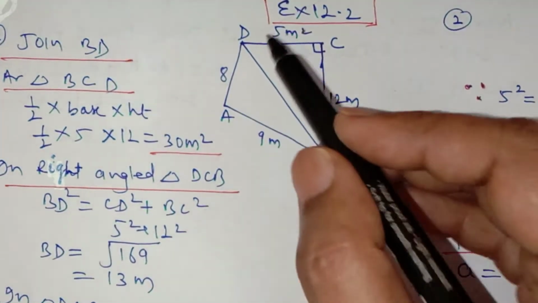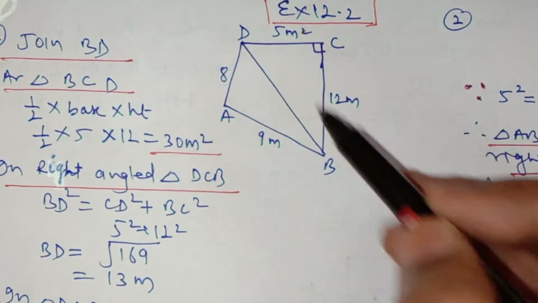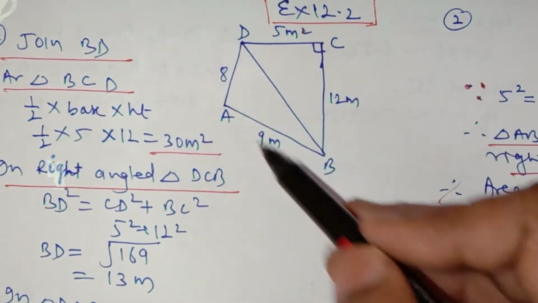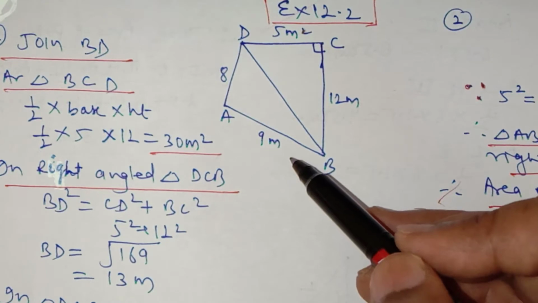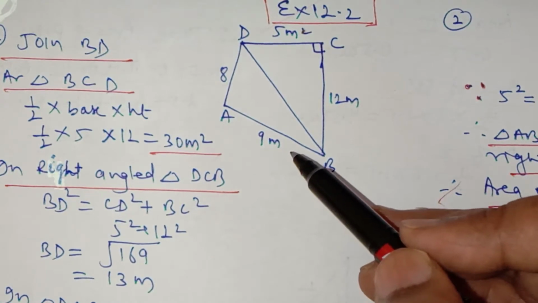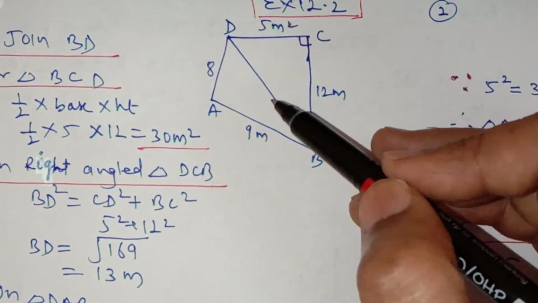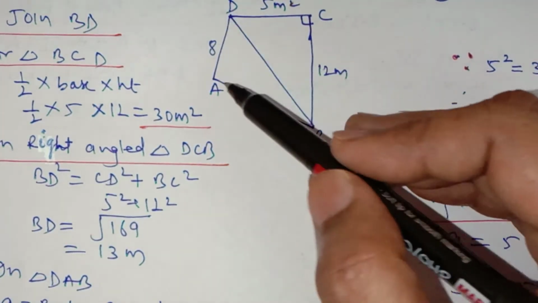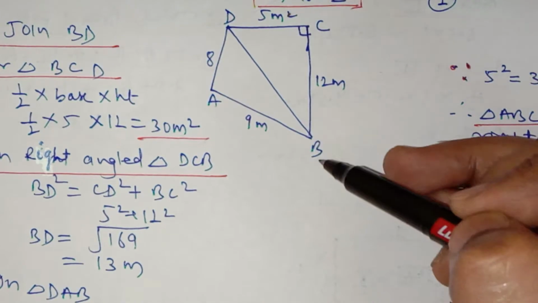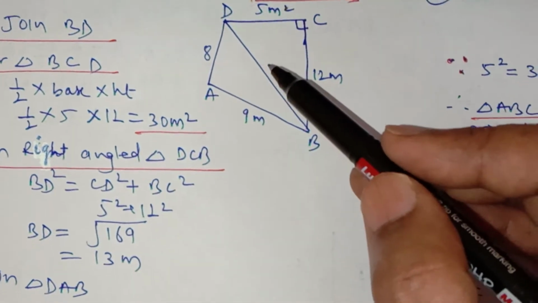Now because you have to find the area of the triangle BAD and only two sides are given, and it is not a right angle triangle, first of all you find the third side from the triangle BCD by using the Pythagoras theorem. Then we can easily find the area of triangle BAD by Heron's formula.